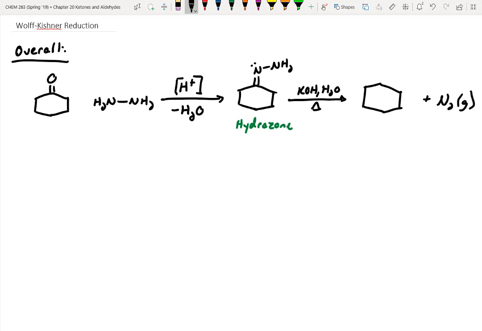That's the key feature of this reaction. When you produce nitrogen gas, you're no longer under equilibrium control, right? When you produce it a gas, it bubbles out of solution and drives Le Chatelier's principle for you, which is kind of neat here. So let's take a look at the overall mechanism.